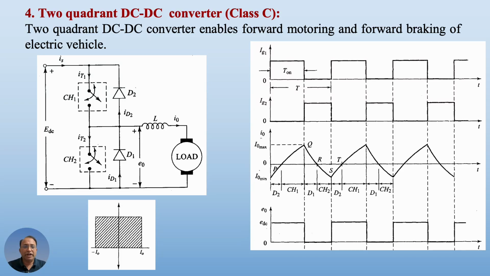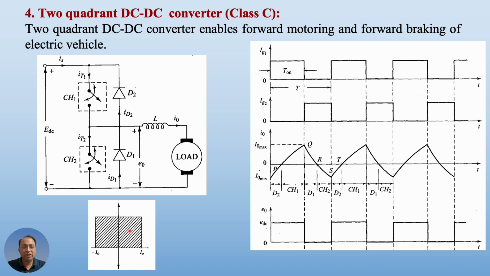Let us now understand the operation of the two quadrant chopper. We can see that it is a class C chopper. Earlier we have seen the classification of choppers. Down at the bottom you can see the characteristics here. It shows two quadrant operation.